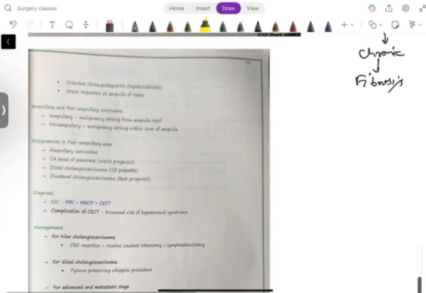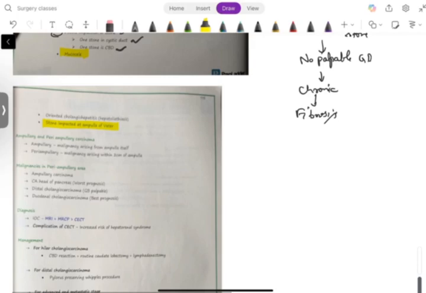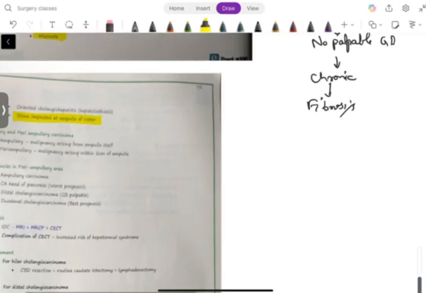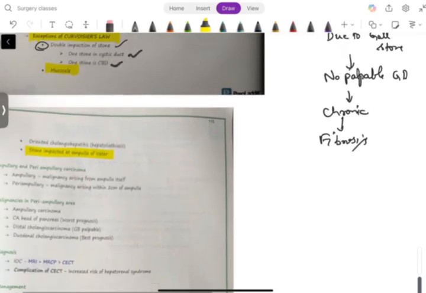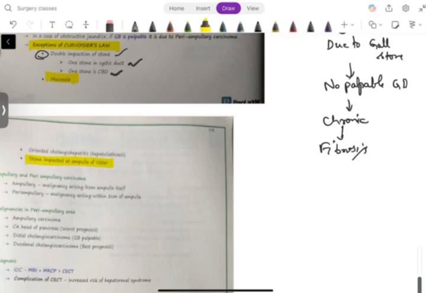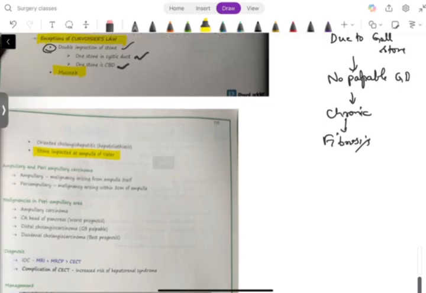Other than this, if the stone is impacted at the ampulla of Vater, then this law doesn't hold good. So basically, if you have ruled out these three possibilities, that is, no stone, no mucocele, and the stone is not at the ampulla of Vater, then you can use Courvoisier's law, otherwise it will not hold good.